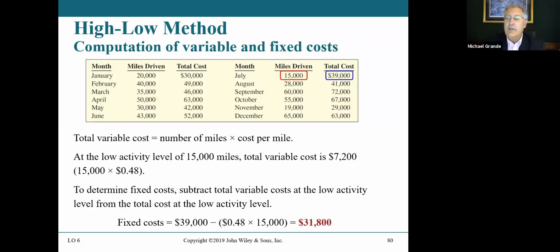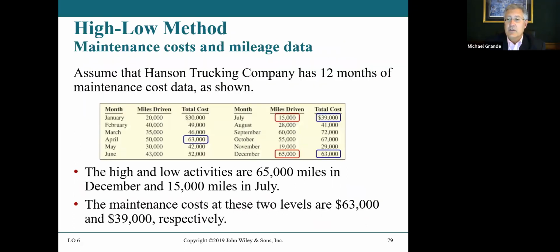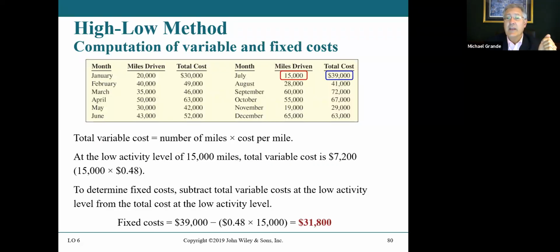After you determine the high and low activity months, you want to calculate the variable cost per unit. The variable cost per unit is the change in dollars divided by the change in activity. You come up with $63,000 minus $39,000 divided by 65,000 miles minus 15,000 miles. You come up with a variable cost per unit of 48 cents.